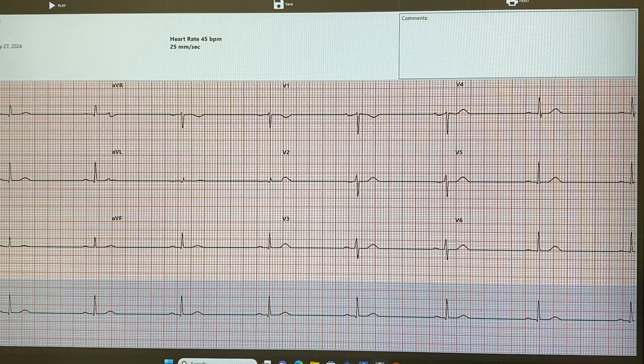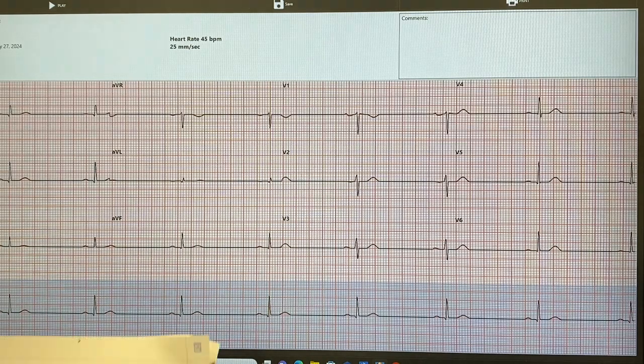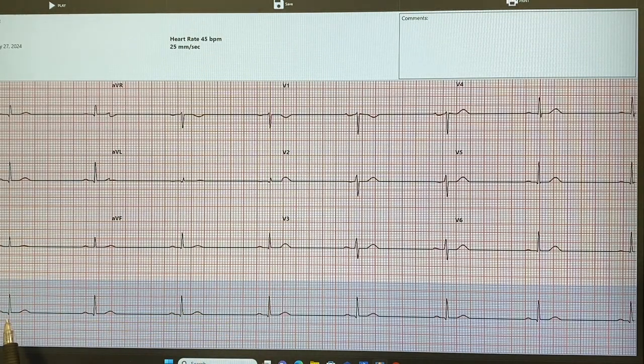Is there one P wave for every QRS? Okay, one P for every QRS, which means it's regular. Then we're looking at the PR interval, if it's normal or prolonged. Let's measure the PR interval. That rules out any AV blocks, right? If the PR interval is prolonged, then there's some kind of AV block going on. It's pretty narrow, just one small box.